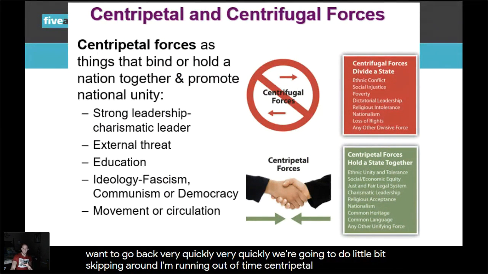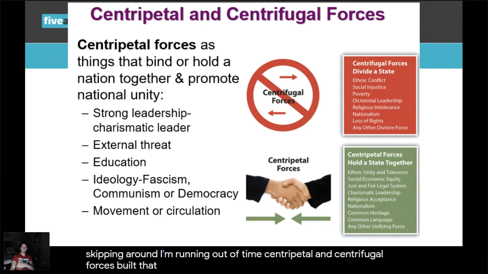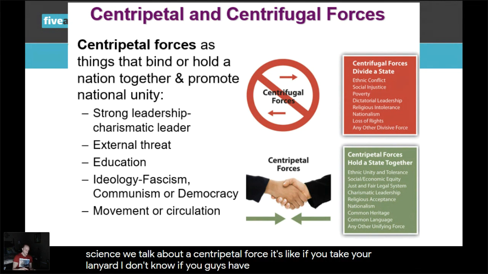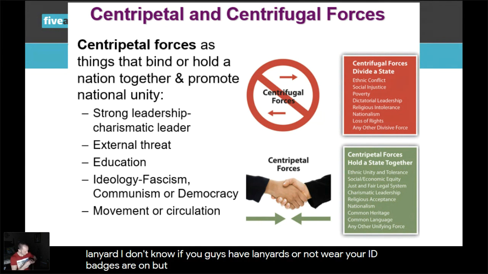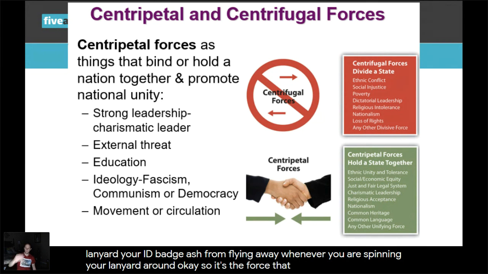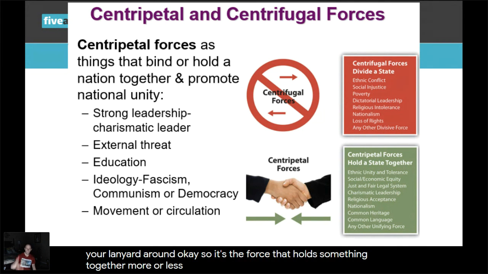Centripetal and centrifugal forces, we should have probably talked about this with nationalism. In science, when you talk about a centripetal force, it's like if you take your lanyard. I don't know if you guys have lanyards or not, where your ID badges are on, but a centripetal force is going to be the force that prevents your lanyard, your ID badge, from flying away whenever you are spinning your lanyard around. Okay, so it's a force that holds something together, more or less, scientifically and sociologically or nationally.